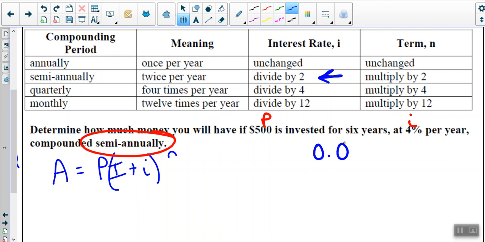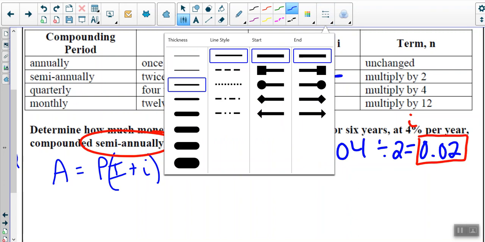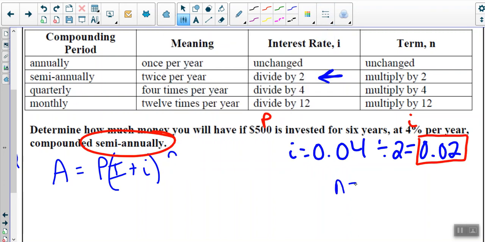So 0.04 divided by 2 is now going to give me 0.02. And I'm going to hold on to that number for just a minute. My n value is take your term and multiply that by 2. So 6 years is my term, multiplied by 2 gives me a value of 12.